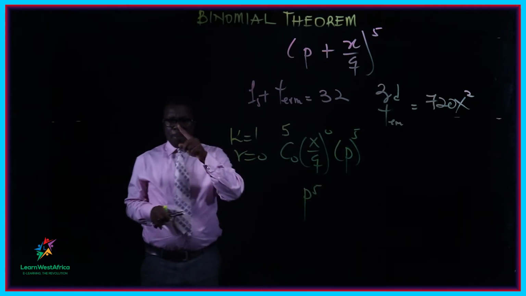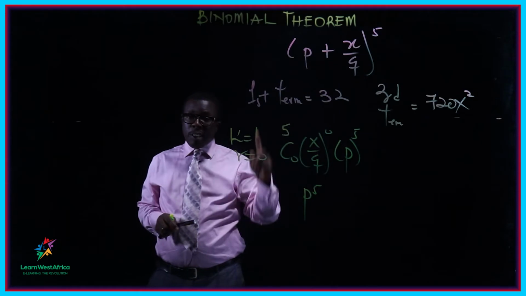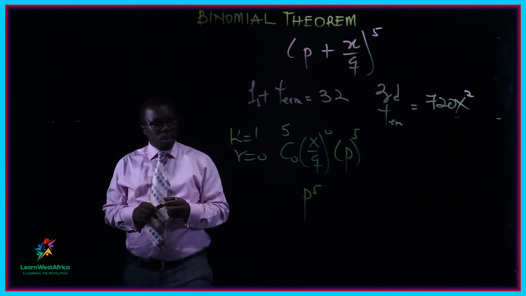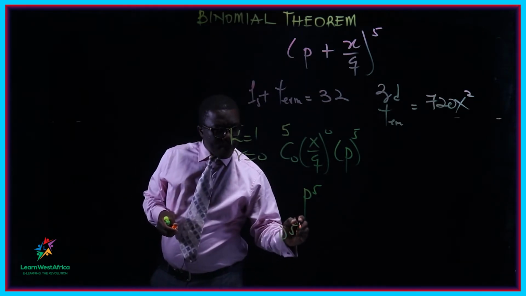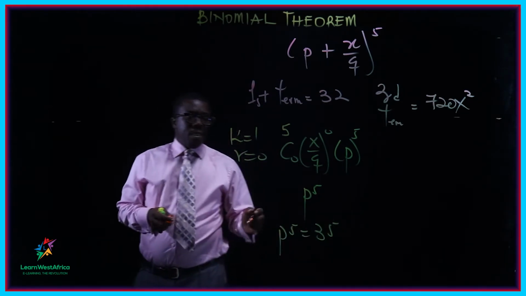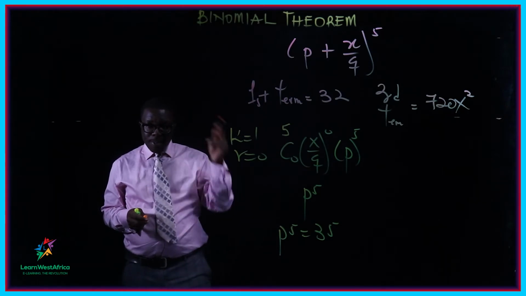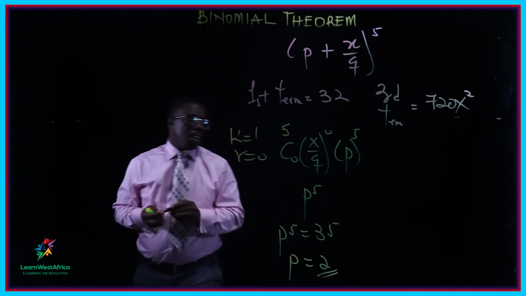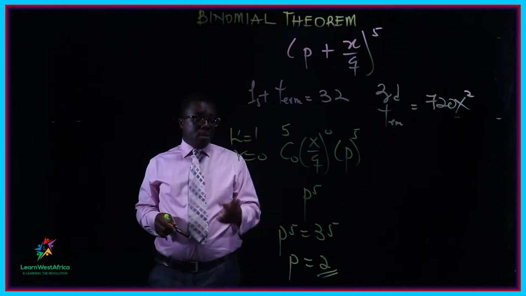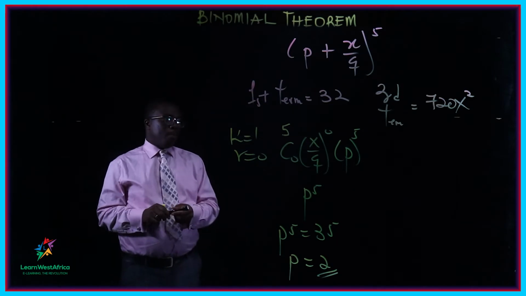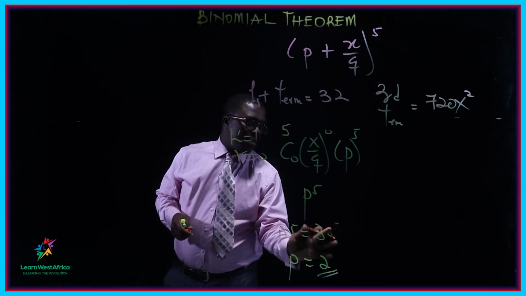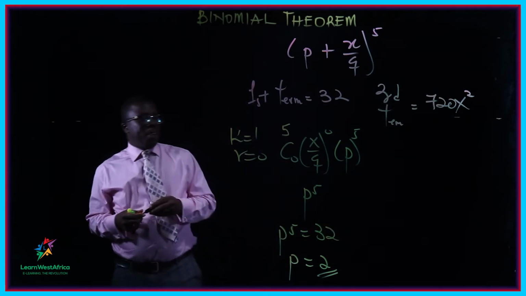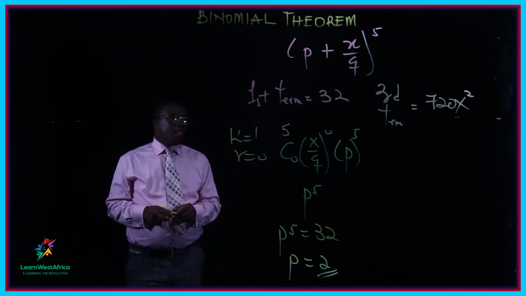So what do we get from that? All that is going to give you p to the power 5. Okay? So the question says that the first term is 32, which clearly shows that p to the power 5 can be equated to 32. So when you have p to the power 5 equal to 32, and you take the 1/5 root of it, your p is going to give you 2. Okay, that is clear. Because 2 times 2 times 2 times 2 times 2, 5 times, will give you 32. So p is equal to 2.